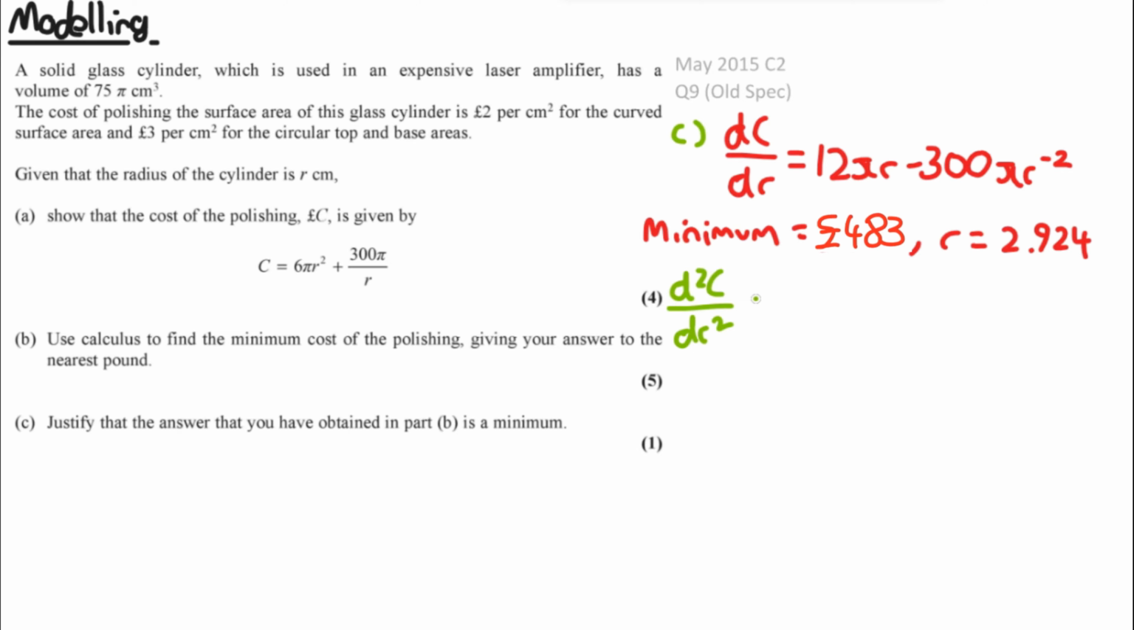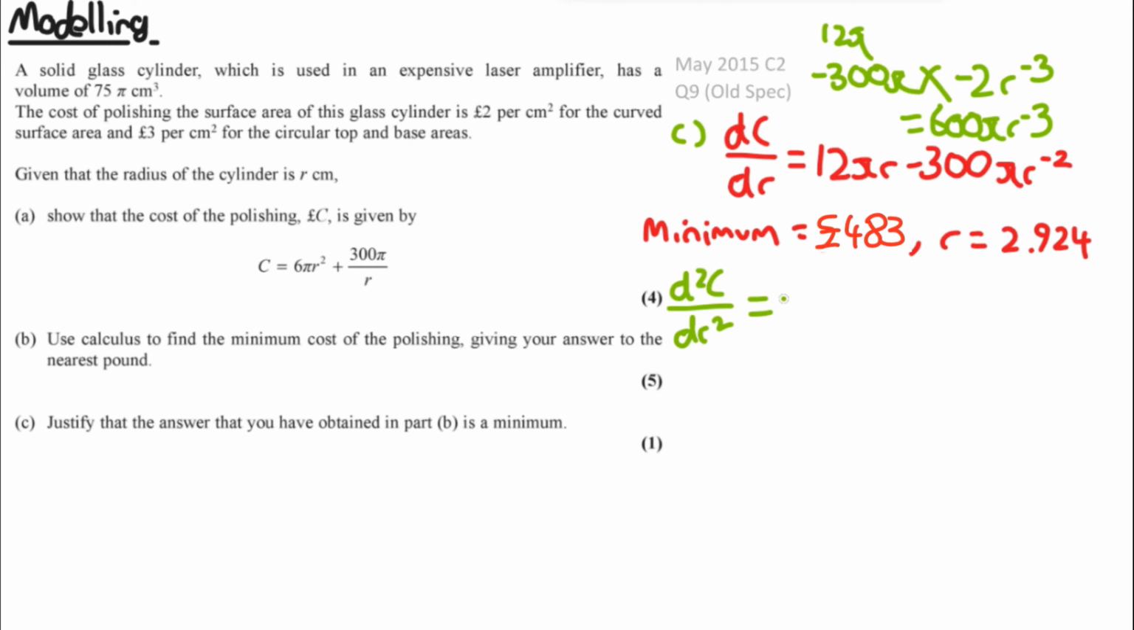So the second derivative is going to be, and we differentiate these terms individually, so 12 pi r is just going to be 12 pi, as the r just goes away, and minus 300 pi r to the minus 2 is going to be minus 300 pi times, and then r to the minus 2 differentiated is minus 2 r to the minus 3, and this is equal to, the minuses cancel out, so this is going to be a positive number. It's going to be 600 pi r to the minus 3.